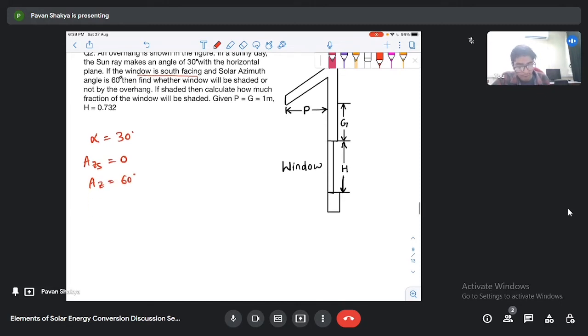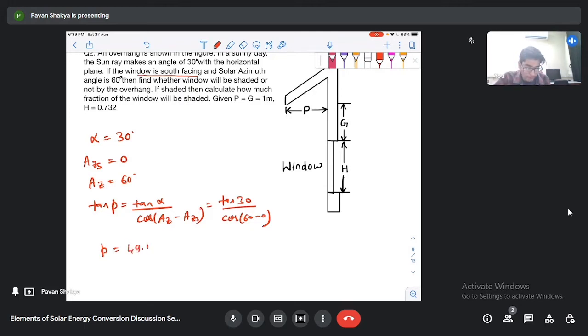From here you can find out that the profile angle will be tan P equal to tan alpha divided by cos(AZ minus AZS). When you put these values, tan 30 divided by cos(60 minus 0), you will find that this profile angle comes out to be 49.1 degrees.